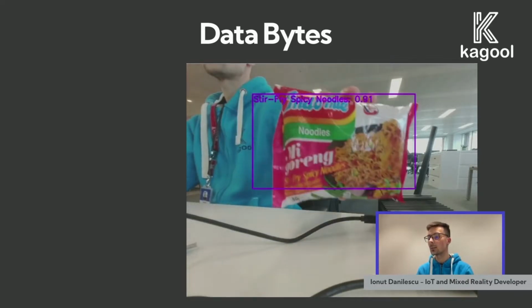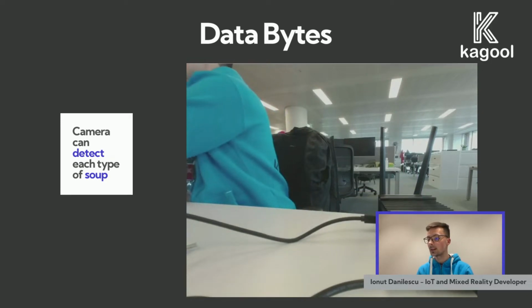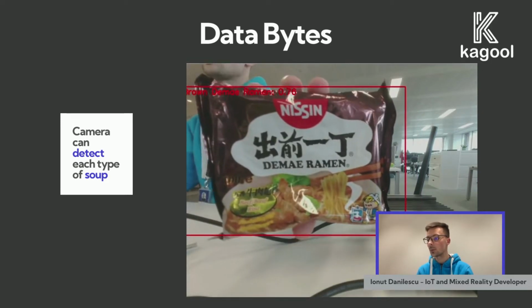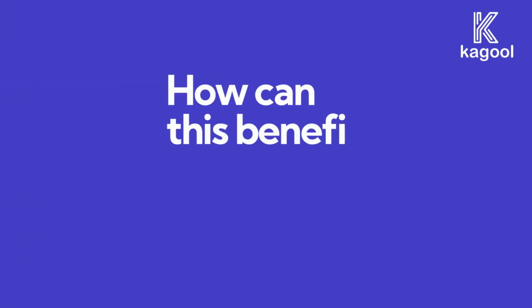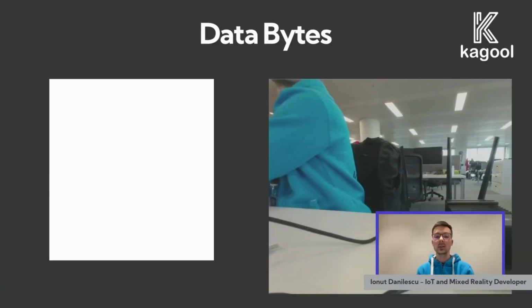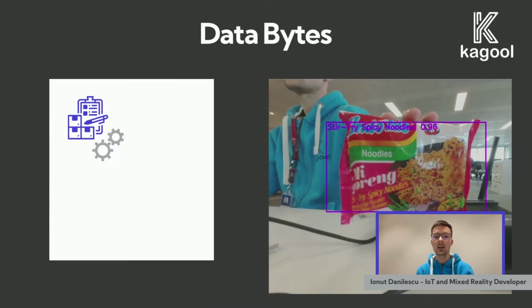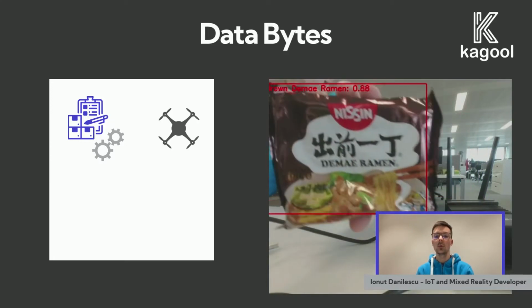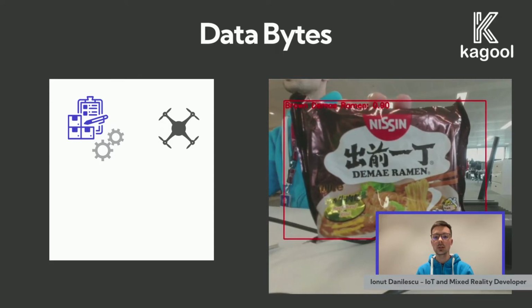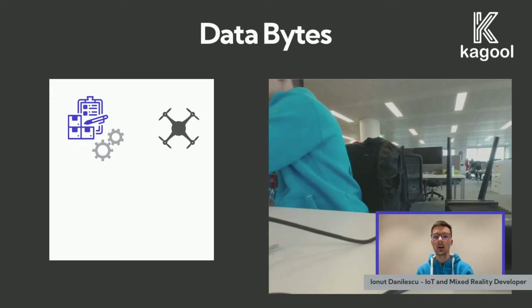After deploying the model on the device, the result is that the camera module is now able to detect each type of soup using embedded AI running on the edge. In a business scenario, this can be used for inventory count and management purposes. We can also attach this device to a drone to automate this process, to be able to send the drones to do the stock count for us overnight.